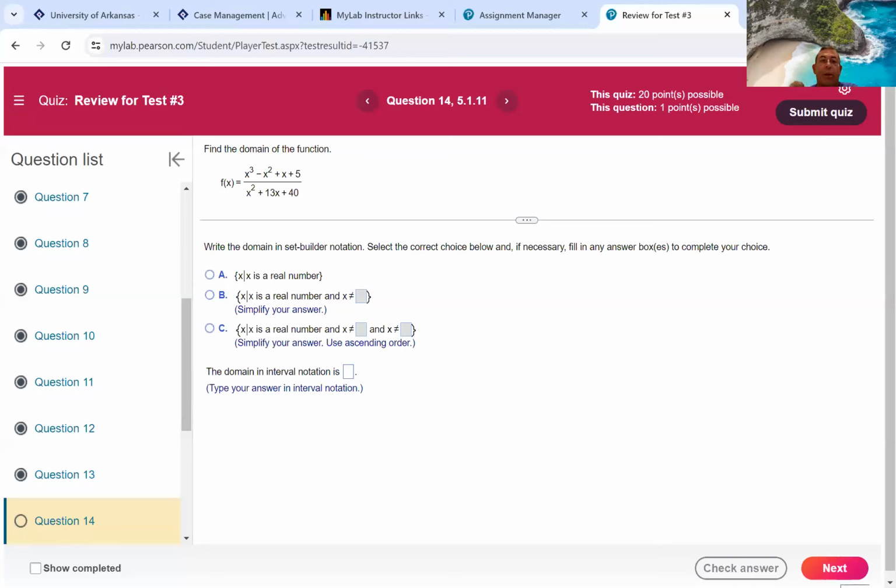So 14 and 15 are going to be finding the domains, okay? So this one, they're giving us f of x equals x to the 3 minus x squared plus an x plus 5, all of that over x squared plus 13x plus 40. All right, notice they want me to do it in set builder notation for ABC, and then on the bottom, the domain in interval notation. So they want this both ways.